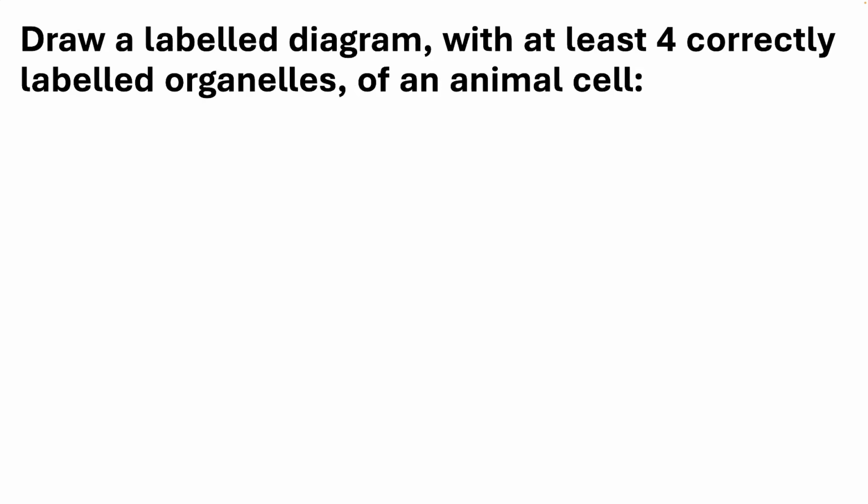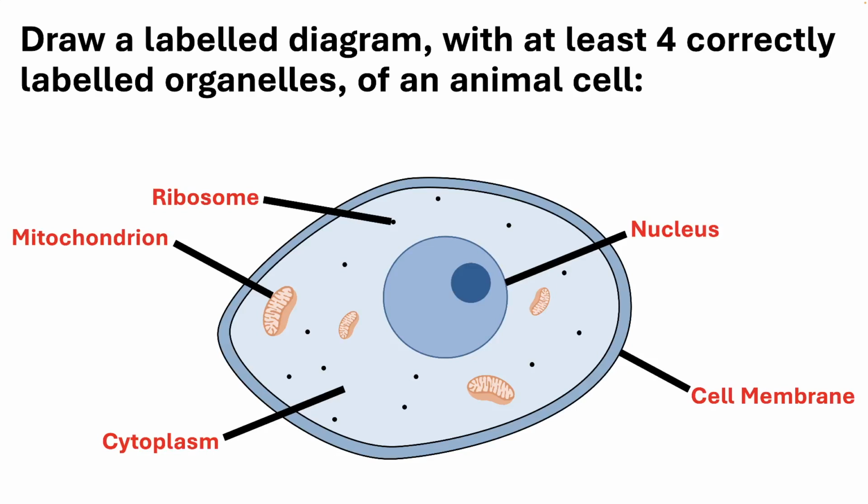So your diagram should look something like this, with a similar shape for the animal cell, and at least 4 of these features drawn and labeled correctly. Make sure you've drawn them and labeled them correctly so you can score those 4 points. One more question before moving on now.